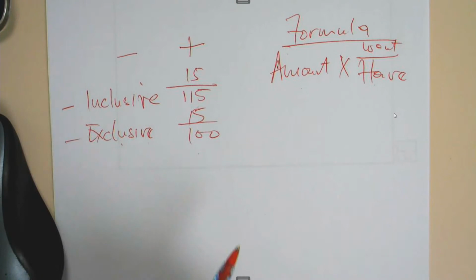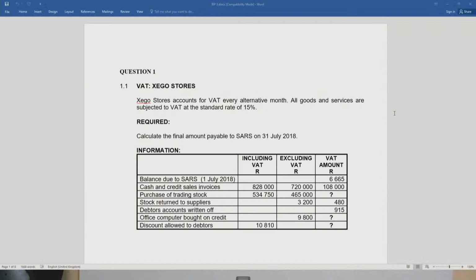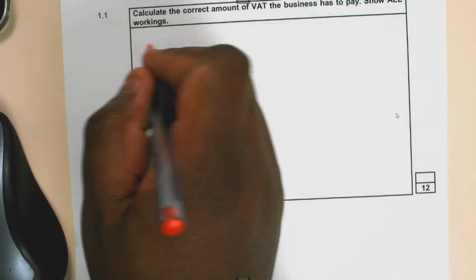We have two questions for our session. Let's quickly look at our question. Question one says Xico Stores accounts for VAT every alternative month. All goods and services are subject to VAT at a standard rate of 15%. Remember, I said to you, either method is still acceptable, and one will not be penalized, whether you use a straight line method, adding and subtracting. But in our session, we are going to use the T account.